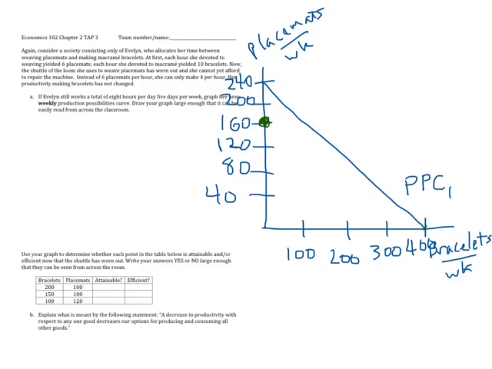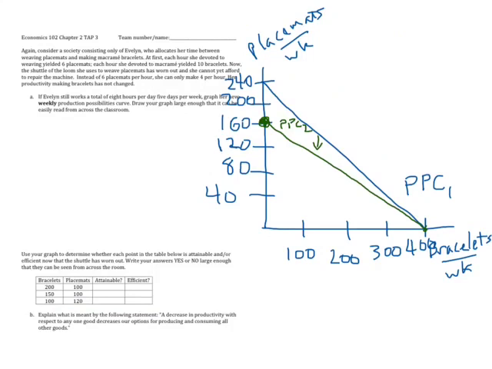Nothing's changed on the bracelet side, but the trade-off is still constant. So we draw that new PPC. We'll call it very creatively PPC2. Anyway, it's shifted in. You have a problem in your homework where it shifts out because of increased productivity, but I thought I'd give you the opposite case. So that's how you do it, the graph, but most of you are pretty comfortable with the graph.